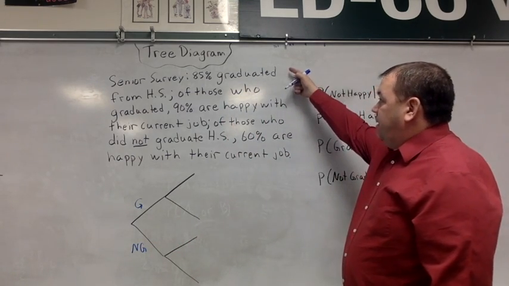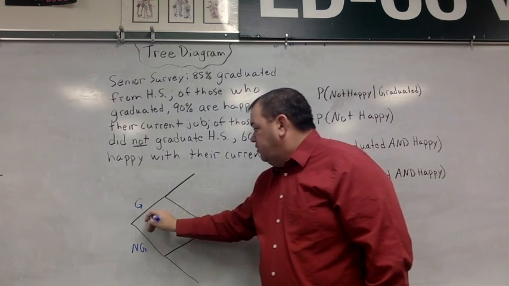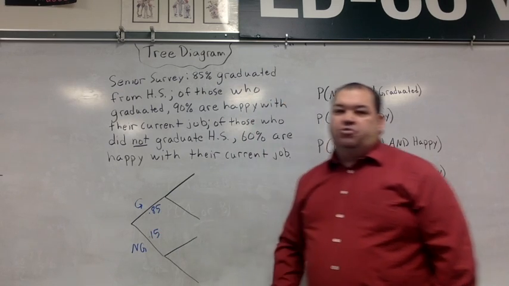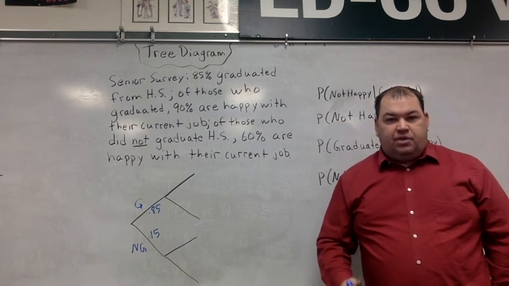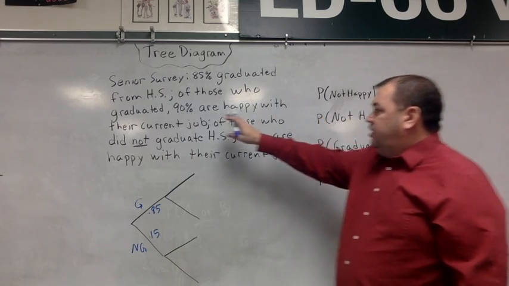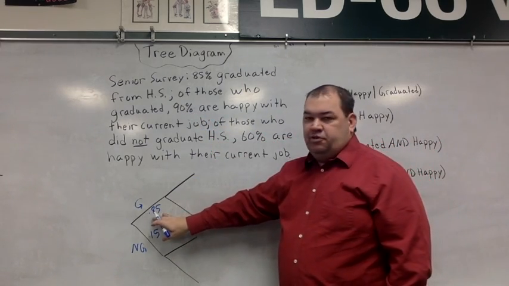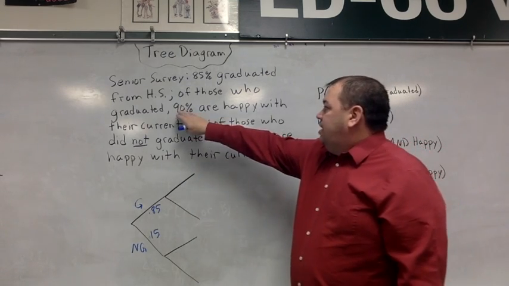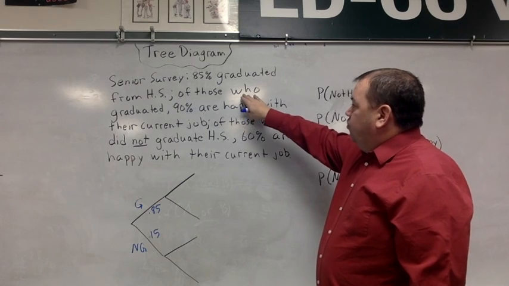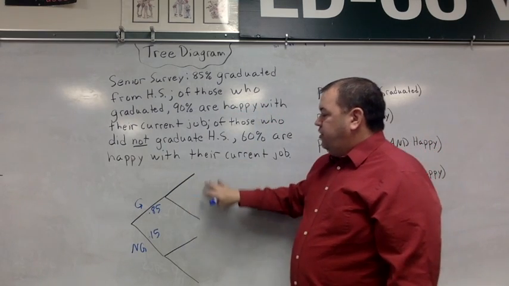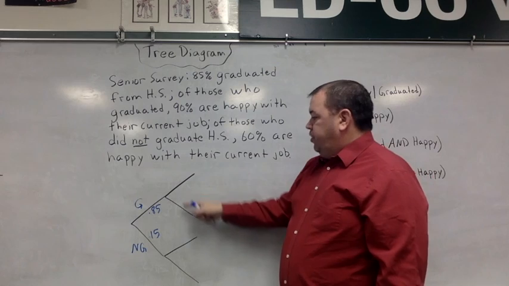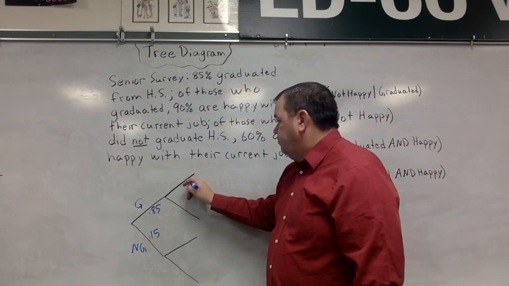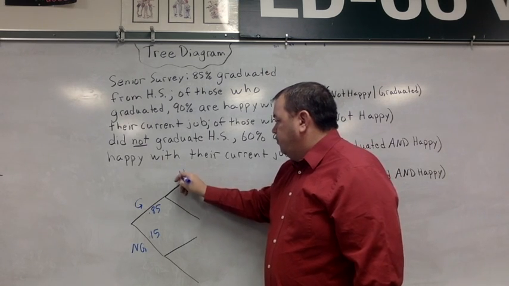It only told me that 85% graduated from high school, so I need to figure out the other 15% did not graduate. Now, you might have been confused by this 90% because only 85% graduated, and it says 90% are happy. It says 90% of those who graduated. So now I'm on this branch up here. Of those who graduated, 90% are happy with their current job. I'm going to use an H for happy.